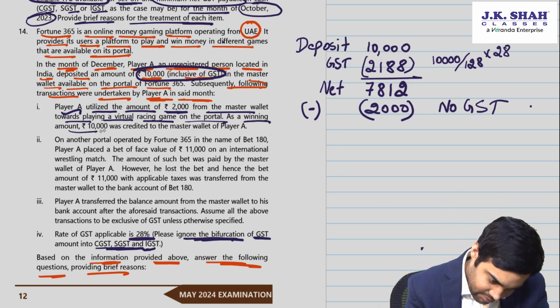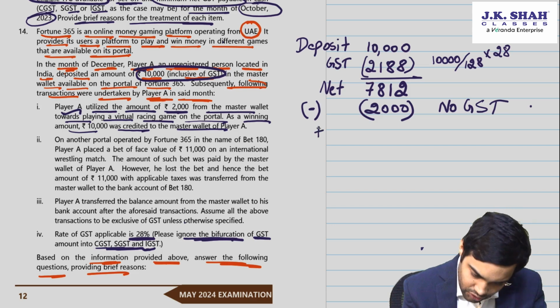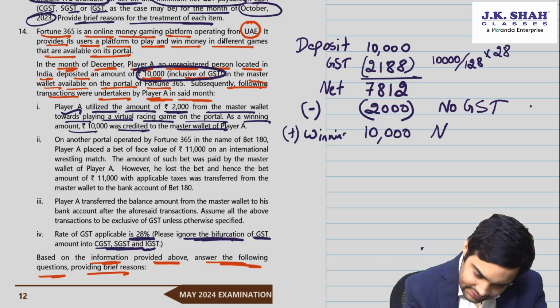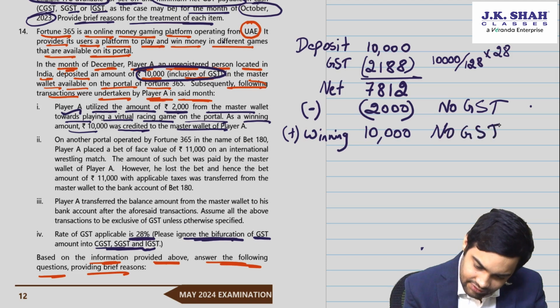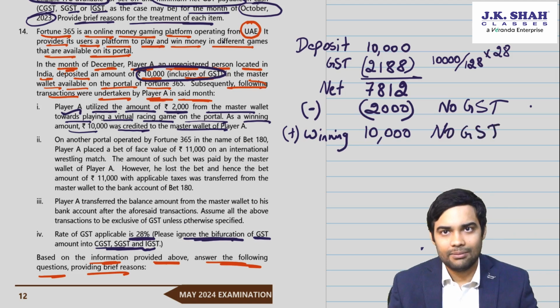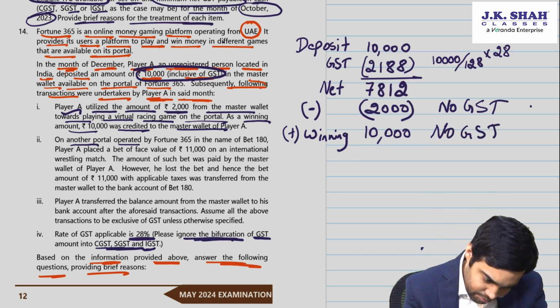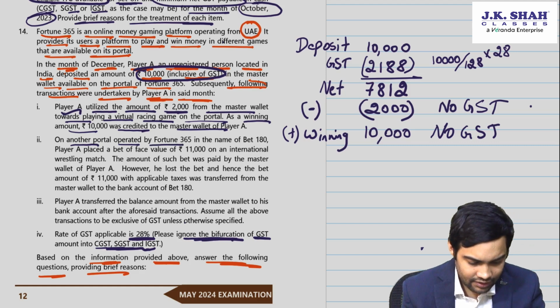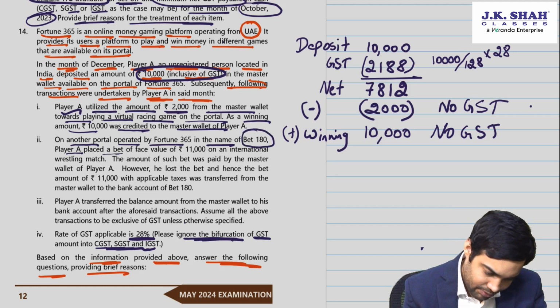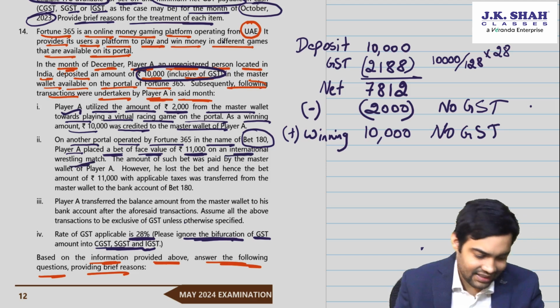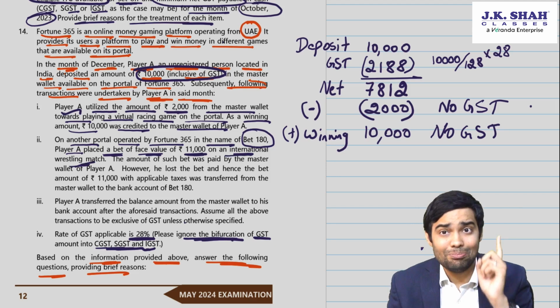As a winning, an amount of 10,000 was credited to his wallet. So 10,000 credited. Winning. Whether GST will apply on winning? The answer is no, because it's covered by the negative list. Actionable claim. No GST. Then let's go forward. On another portal operated by Fortune 365 in the name of Bet 180, player A placed a bet of face value of 11,000 on an international wrestling match. This is not online money gaming.